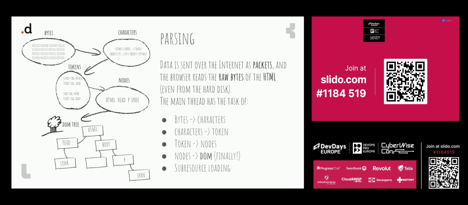Then these characters are tokenized. Tokenization means converting this sequence of characters into a sequence of tokens. A token is a piece of text representing an HTML element, an attribute, a text, or other content within the HTML document. For example, an opening div tag becomes an opening token, and a closing div tag becomes a closing token.